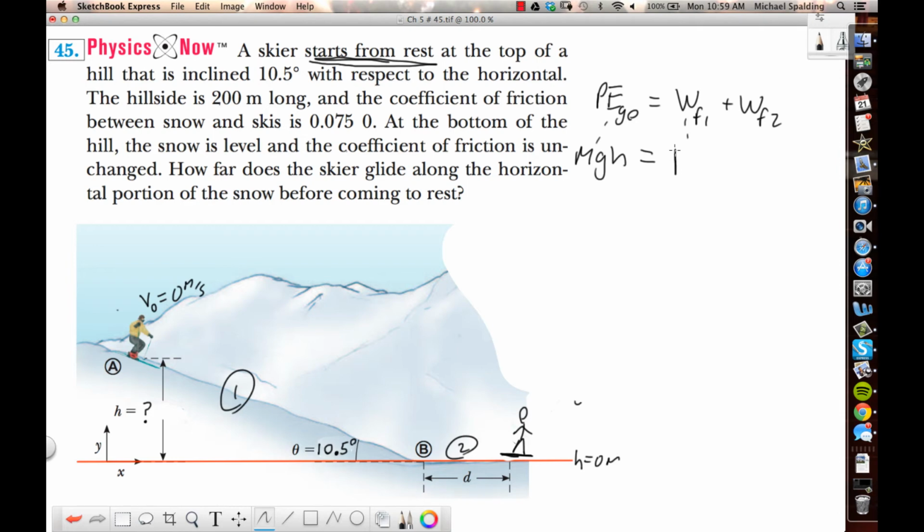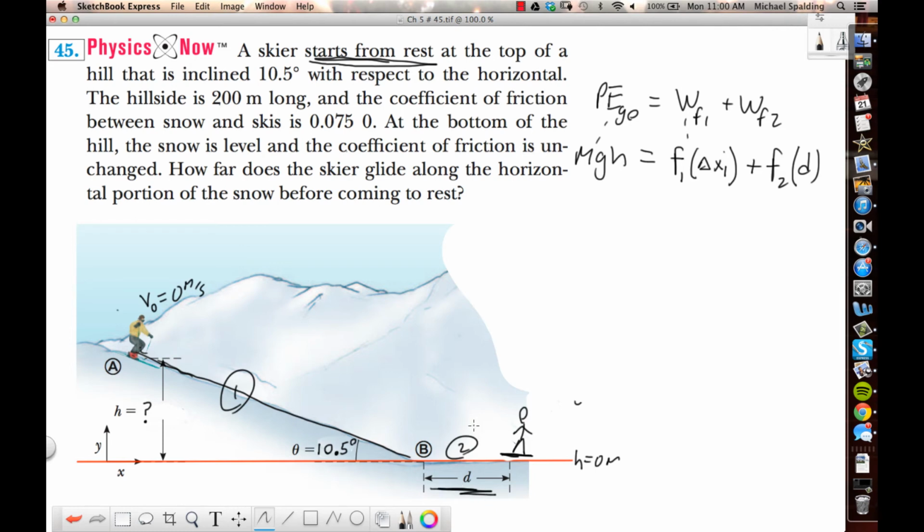That's going to equal, now what's the equation for work? Force times displacement. So this is going to be friction 1, which is on the hill, multiplied by displacement 1, delta x1. And by the way, what's delta x1? 200. The length of the incline here is 200. Plus friction 2 times delta x2. And what's delta x2 going to be? That's going to be this distance right here. Should we just call it d? Let's just call this d. It's this distance down here. That's what we're looking for.